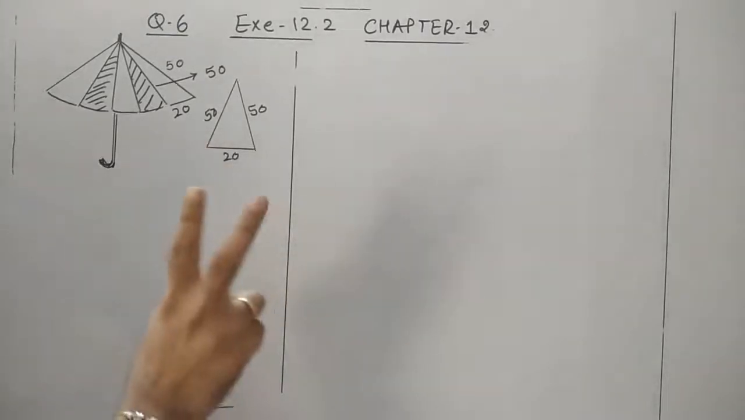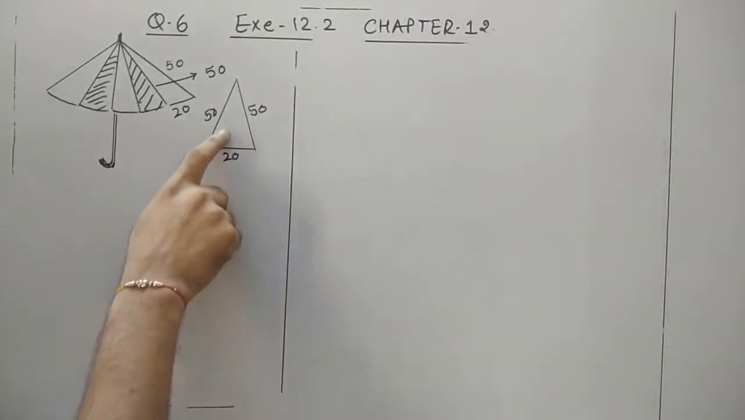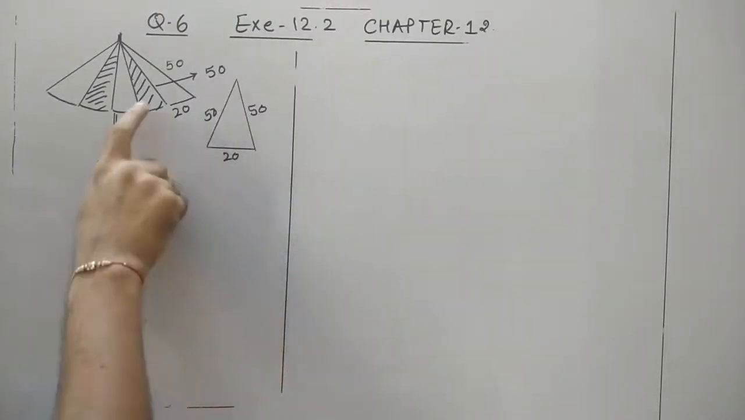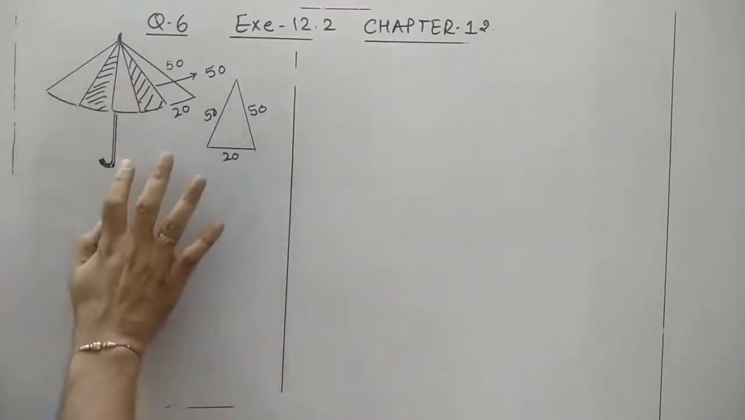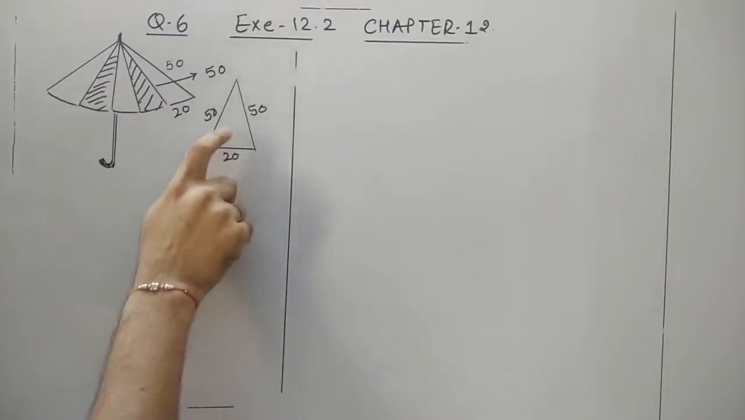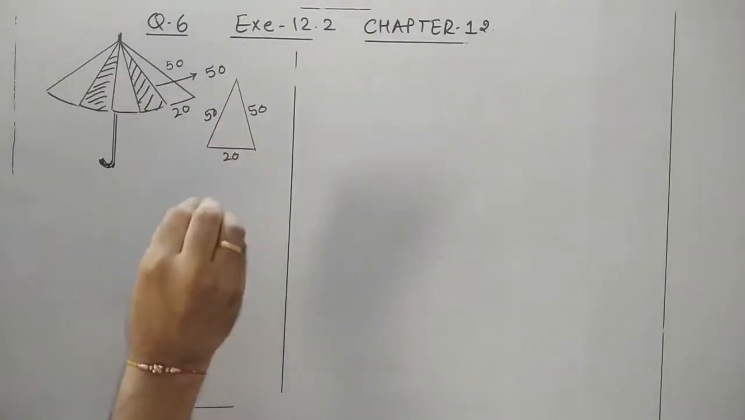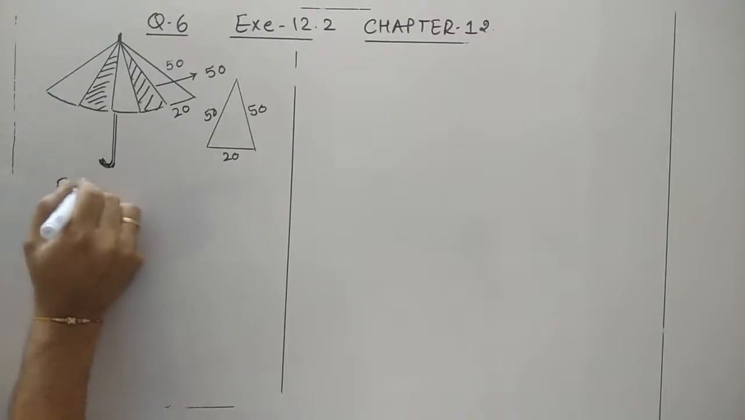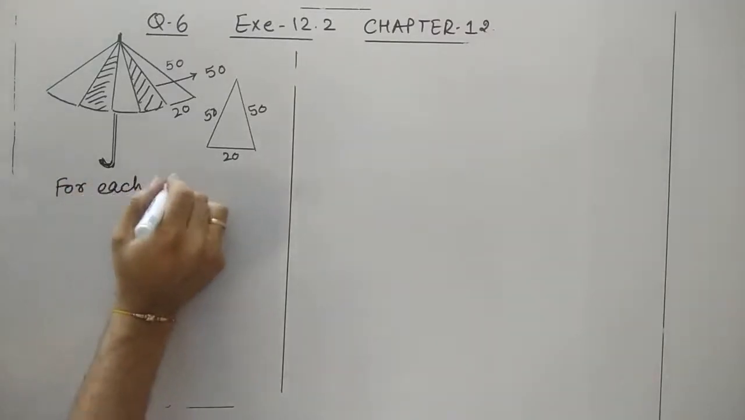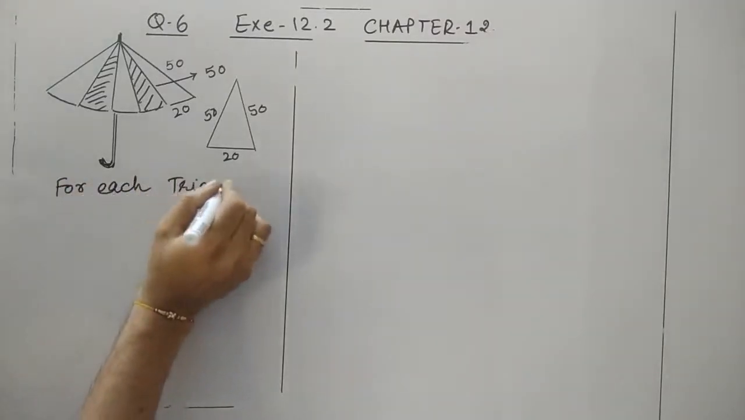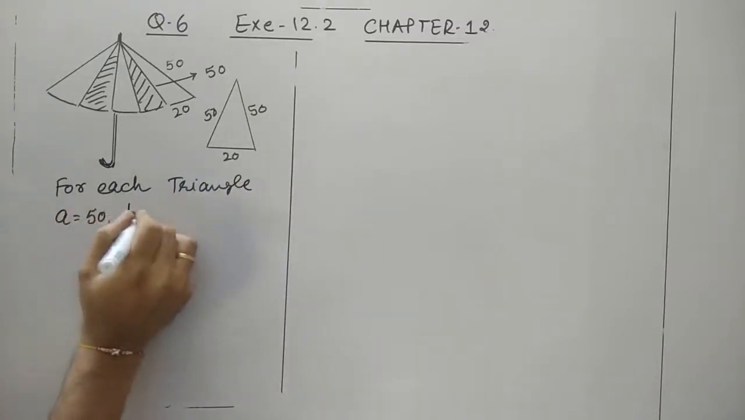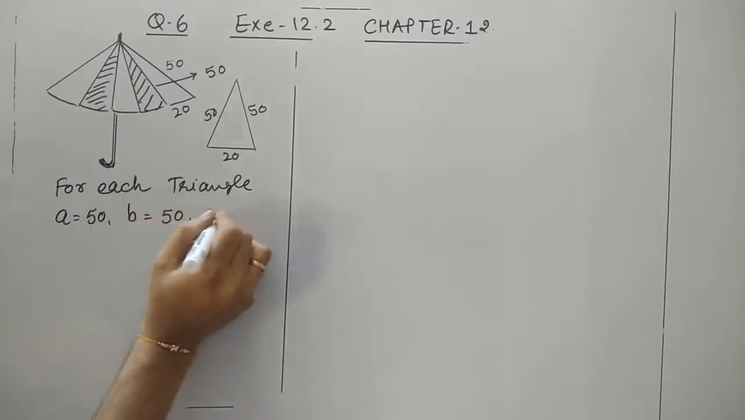You can see there are 2 shapes, so obviously there are 2 colors. One is this and another is the shaded one in this diagram. So each color has 5 triangles, so we have to find the area of those 5 triangles. Now let's go for that. For each triangle, we can write A is 50, B also 50 and C is 20.